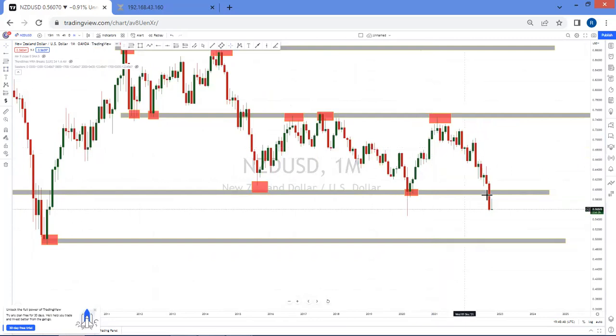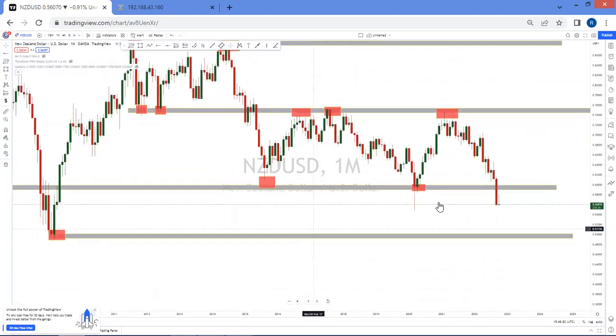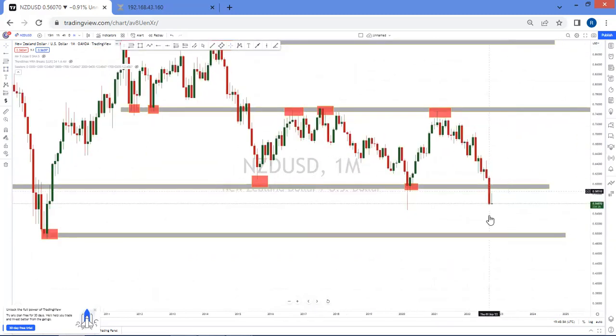So now the market has broken this support. The market has broken it and the market is going down. The market is going down.